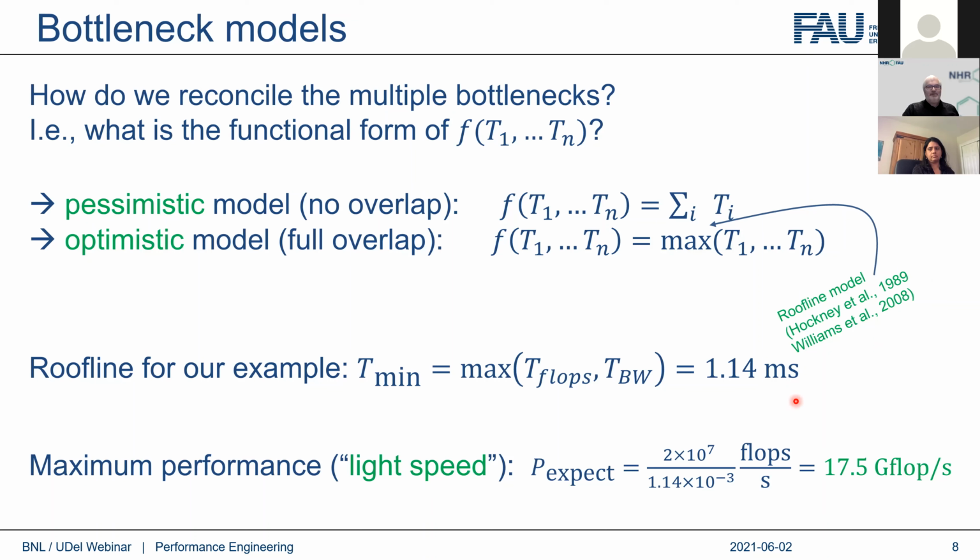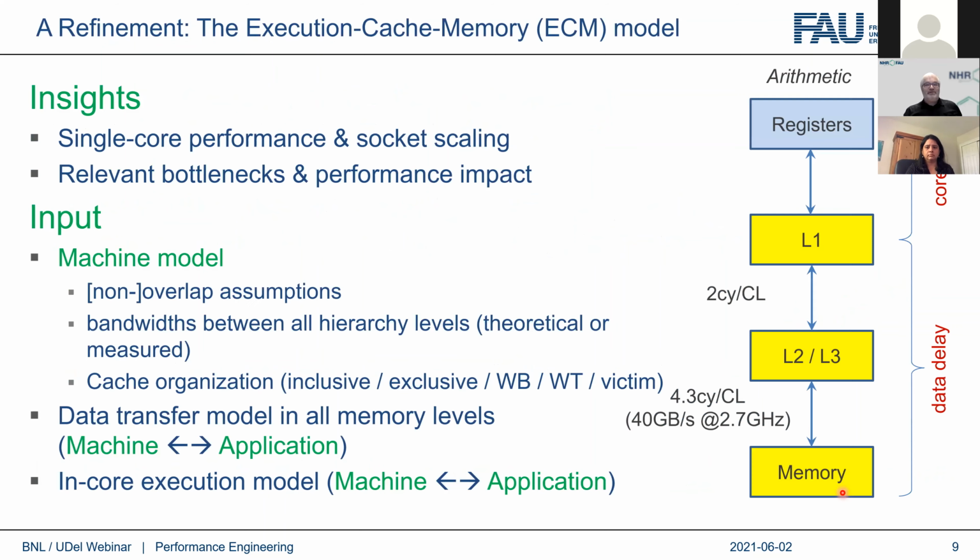Okay, so for our example, of course, the 1.14 milliseconds for transferring the data is the largest of those 2. So the minimum runtime for the whole program is 1.14 milliseconds, and this amounts to 17.5 gigaflops per second. Okay, this is what the roofline model gives you in this simple scenario. Of course, roofline only considers 2 bottlenecks, and we know that hardware is much more complicated, especially if you look at single core. And you will see later that single core execution is decisive. It determines, for example, whether or not you're going to be able to saturate the memory bandwidth. So a refinement of the roofline model is the ECM, or execution cache memory model.